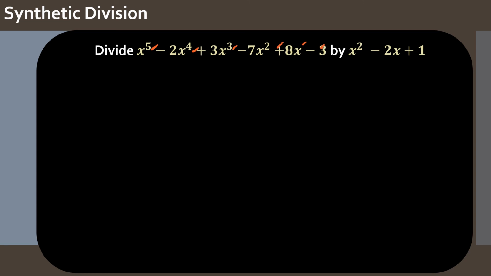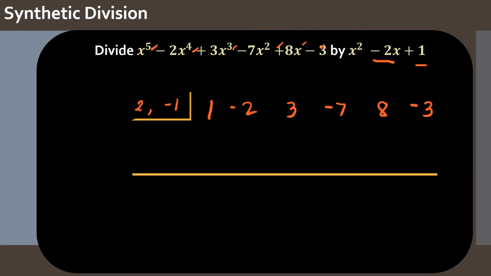Okay, so let's begin. We have positive 1, negative 2, positive 3, negative 7, positive 8, and negative 3. So, dito sa divisor natin, palitan lang natin ang sign, si coefficient ng x. Negative 2 would be positive 2, and we have positive 1 would be negative 1. Okay, so let's begin.